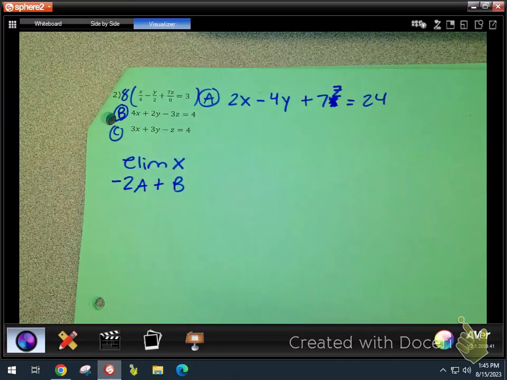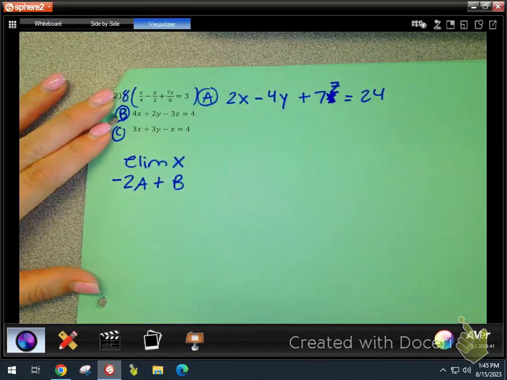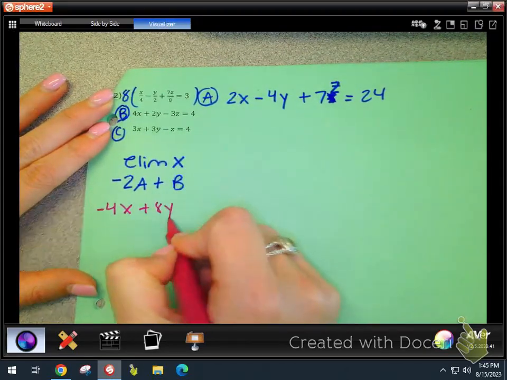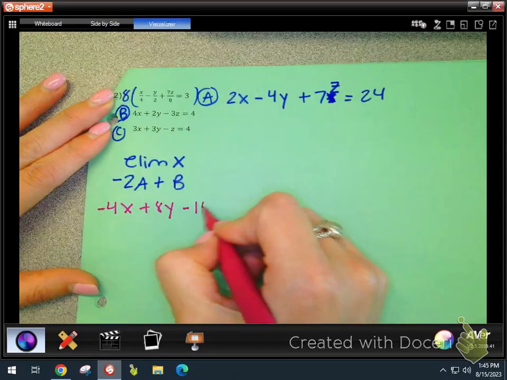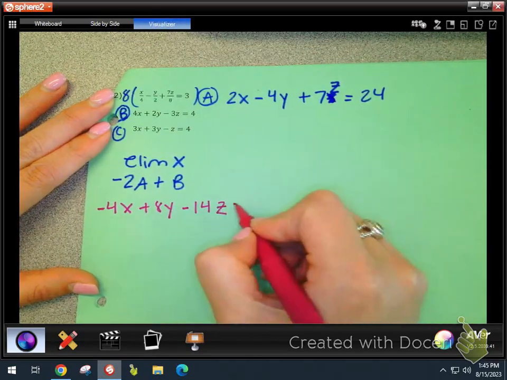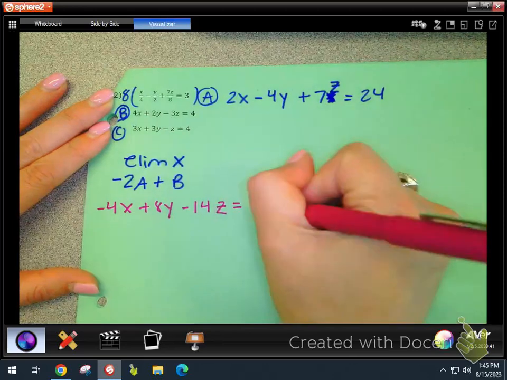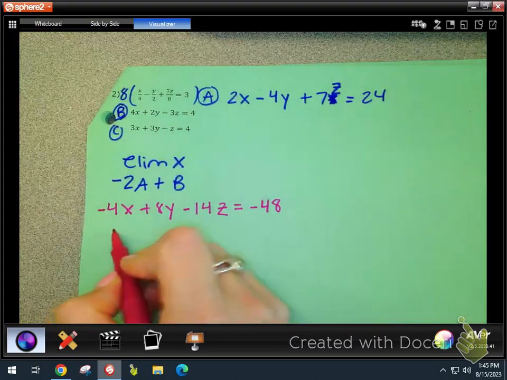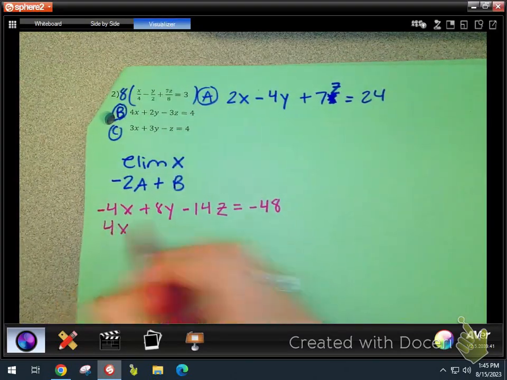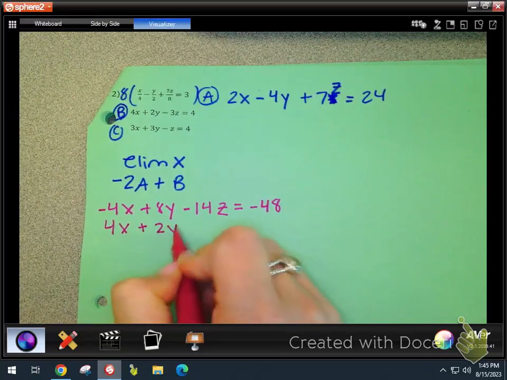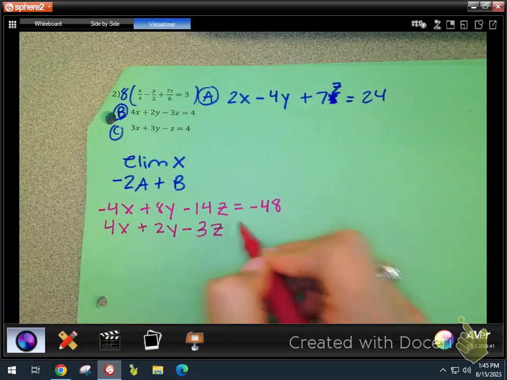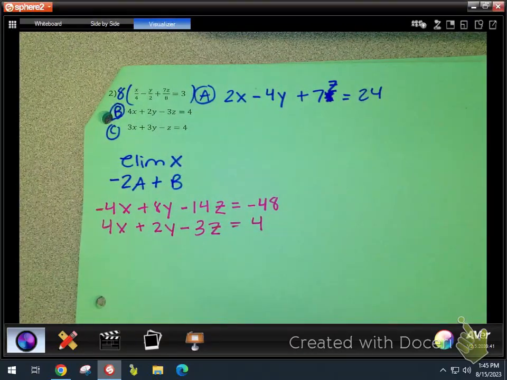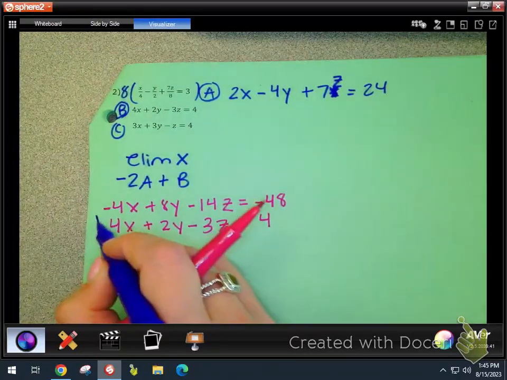All right, -2A. So we've got -4x plus 8y minus 14z, yeah? -48. This might have been why I did y, because the numbers aren't as big. It's okay. All right, and then B is +4x, +2y minus 3z equals 4. It's a good start there.